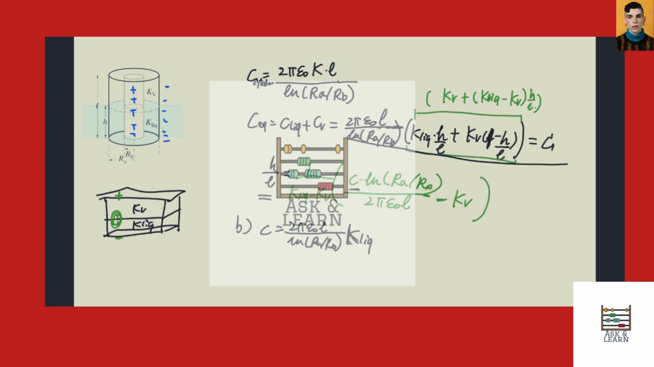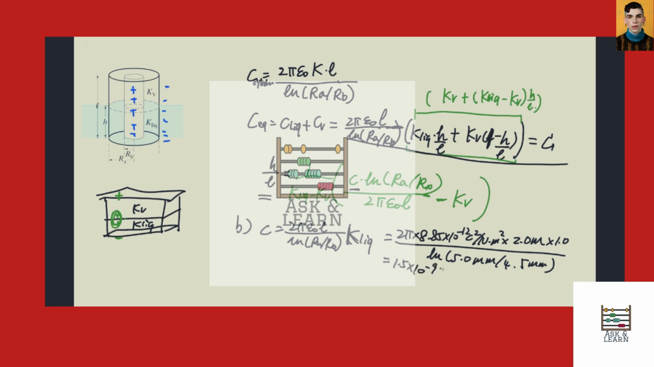So that is 2 pi times 8.85 times 10 to the negative 12 times 2.0 meter times 1.0 over ln of 5 millimeter over 4.5 millimeter equals 1.5 times 10 to the negative 9 farad.